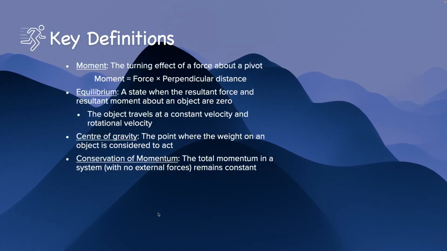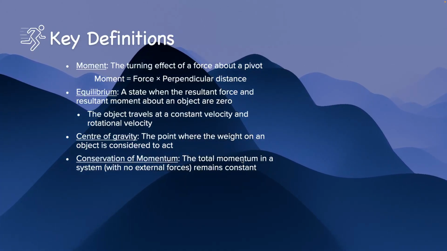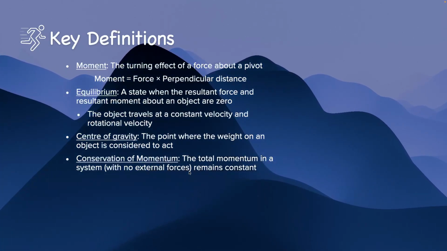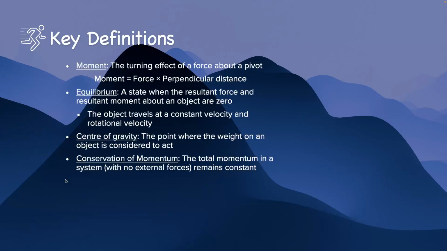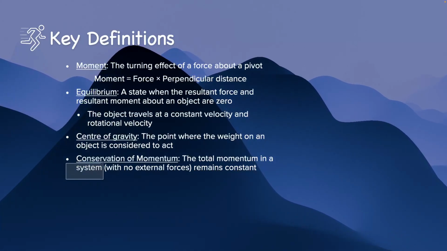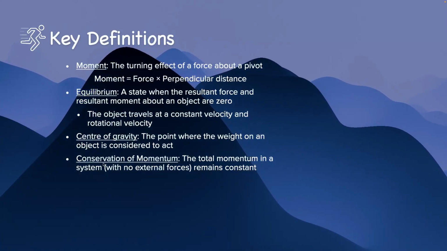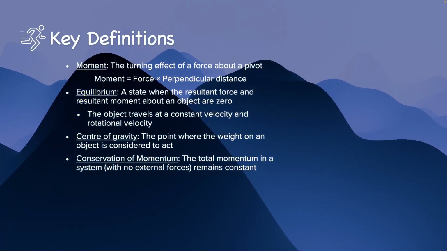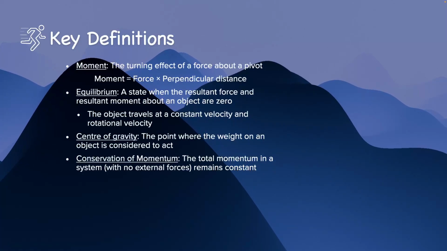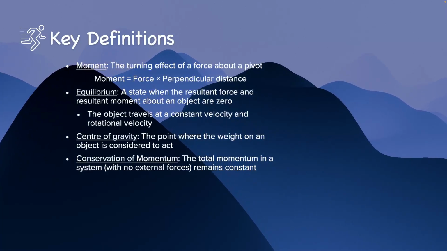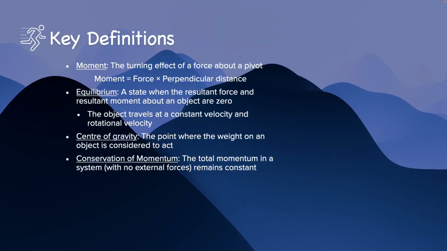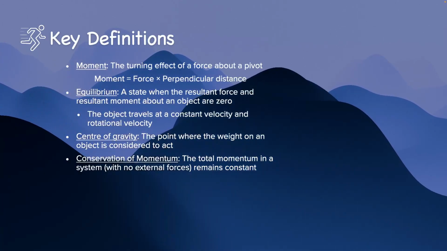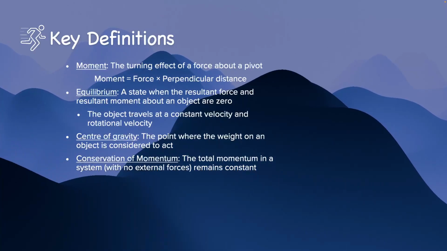The conservation of momentum is another law that says the total momentum in a system with no external forces remains constant. So here we look at the term system. It means an object, a singular object, or an isolated group of objects where there is no external force or external moment or any external energy given or taken. So in that scenario, the total momentum of all the objects in that system will always be constant.